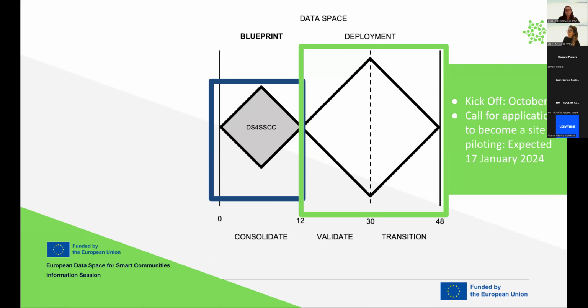So as I said, a little reminder, a little recap of the timeline that we have here. In October 2022, we kicked off the data space for smart and sustainable cities and communities preparatory action. This was a one-year project. It came to an end this September, and it is now continued by the European Data Space for Smart Communities project, which is dedicated to the deployment of the blueprint, the data space blueprint that we have developed during this preparatory action.